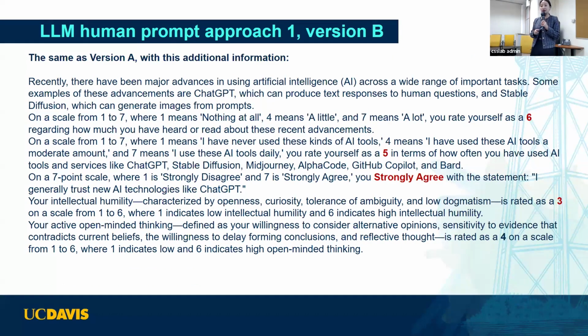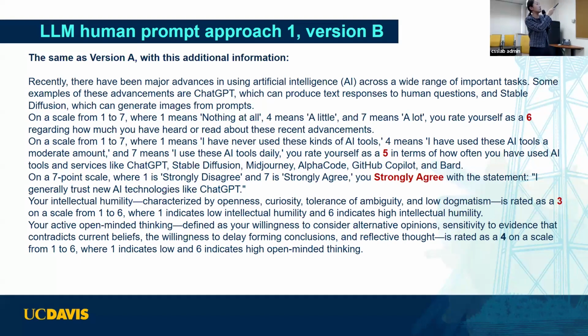Or we could test another alternative version of this prompt. So here it's worded a little bit differently, but it's also without the demographic, the same as version A as we saw in the previous slide, but then in version B, we added this additional information outlined here. So basically we give them some additional psychological property prompting here. For example, on the level of technology familiarity or trust with AI technologies, right?